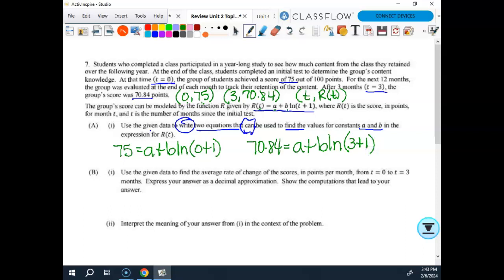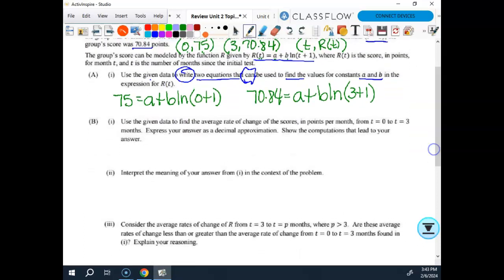You do not have to do anything else. That is it. Now we could, but we're not going to. It's not necessary right now. We don't need to. Then it says to use the data to find the average rate of change.